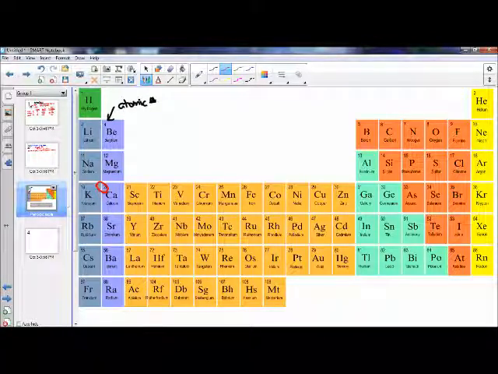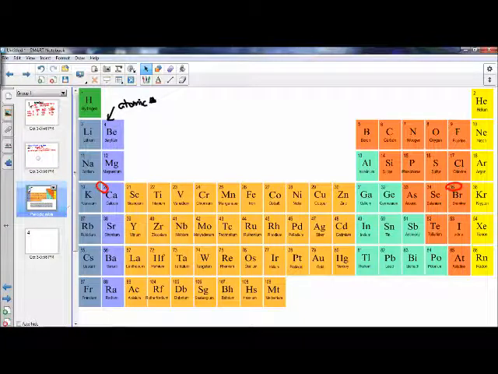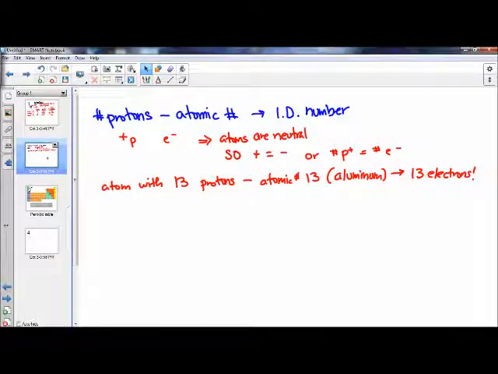So if I asked you which element on the periodic table has 35 electrons, you'd say, 35 electrons means 35 protons. 35 protons means an atomic number of 35. And you come over here and you discover the atomic number 35 is bromine. So that's protons and electrons. That's pretty easy. What about the neutrons?